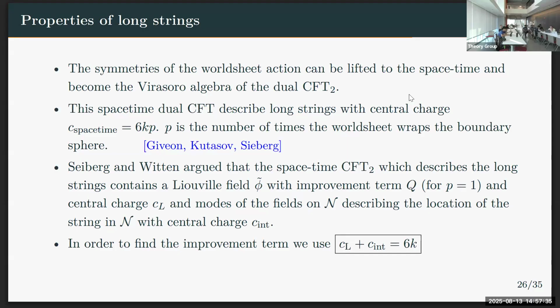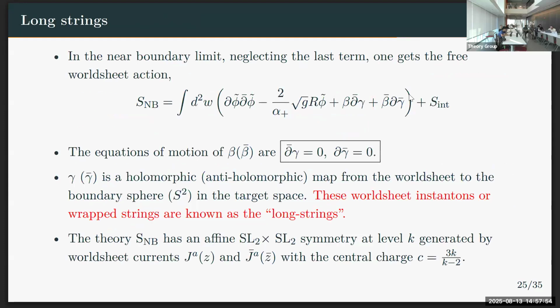Now, in another paper, by Seiberg and Witten, they argue that the space-time CFT2, which describes the long strings, contains the Liouville field phi tilde with the improvement term Q and central charge c_L. And another thing is the modes on this S^n, right?